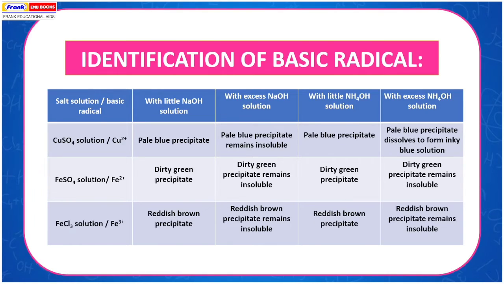Salt solution, basic radical, FeCl3 solution, Fe3+ ion. With little NaOH solution gives reddish brown precipitate. With excess NaOH solution gives reddish brown precipitate, which remains insoluble. With little NH4OH solution gives reddish brown precipitate. With excess NH4OH solution gives reddish brown precipitate, which remains insoluble.